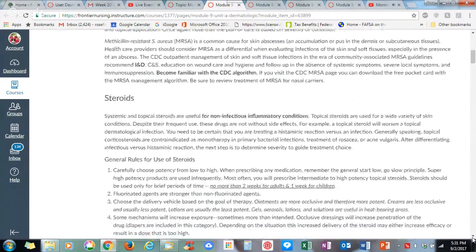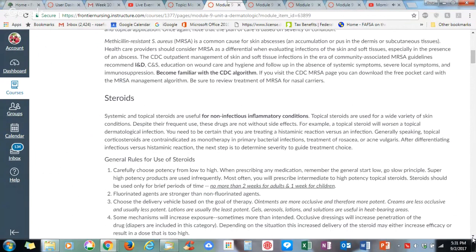Methicillin-resistant Staphylococcus aureus, MRSA, is a common cause for skin abscesses, which is an accumulation of pus in the dermis or subcutaneous tissues. Healthcare providers should consider MRSA as a differential when evaluating infections of the skin and soft tissues, especially in the presence of an abscess.